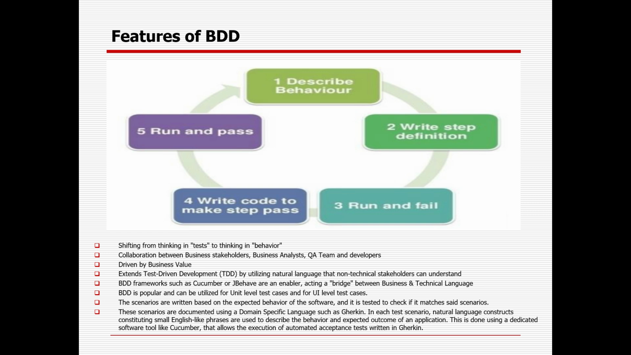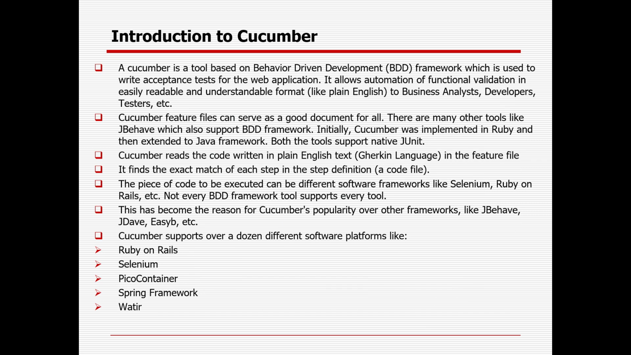cases. The scenarios are written based on the expected behavior of the software and tested to check if it matches said scenario. The scenarios are documented using a domain specific language, which is called jargon language in BDD. In each test scenario, a natural language construct constituting small English-like phrases is used to describe the behavior and expected outcome of an application. This is done using a dedicated software tool like Cucumber, which allows the execution of automated acceptance tests written in the jargon using jargon keywords.